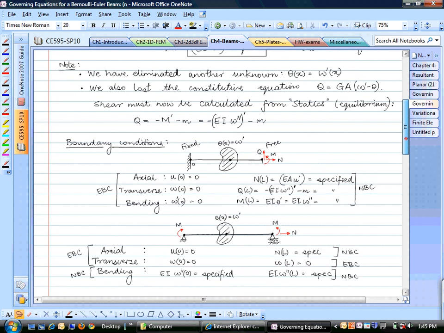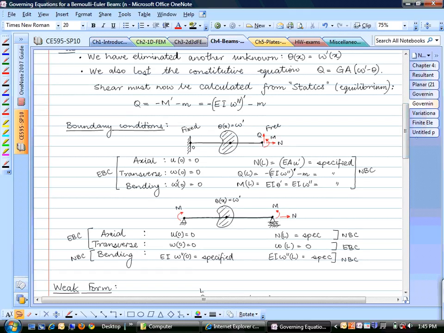Alright, so let's take a look at how the boundary conditions change for the two simple cases that we talked about. One is this cantilever beam, fixed-free. The boundary conditions for the axial and the transverse remain the same. But for bending, since we have eliminated theta, theta equal to W prime, we have a second boundary condition on W. So not only does W have to be zero at this point, but also the rate of change of W with respect to X, that is the rotation of the centroid line, has to be zero. And similarly, N, Q, and M are defined differently in this Bernoulli Euler beam. So the axial load, the transverse load, and the bending moment or the applied end moment have to be specified for the natural boundary condition in this case.